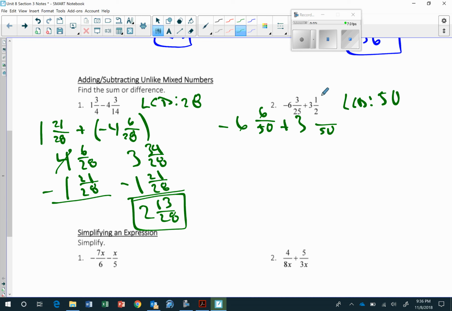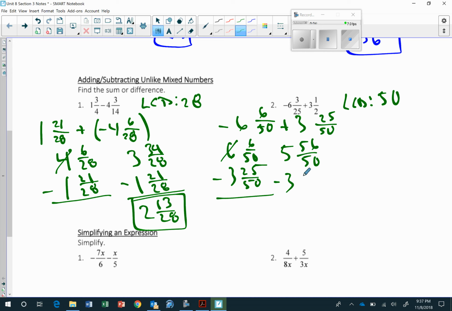2 times 25 is 50, 1 times 25 is 25. Now again, I have a negative plus a positive, so I need to do the bigger one minus the smaller one. So I'm going to do 6 and 6 over 50 minus 3 and 25 over 50. Just like the one before, I can't do 6 minus 25, so I need to borrow. That's going to become 5. I add 50 to the 6, and I'll get 56 over 50 minus 3 and 25 over 50.